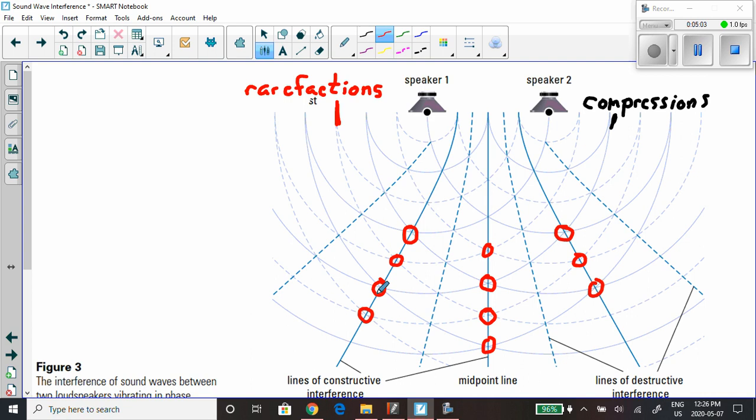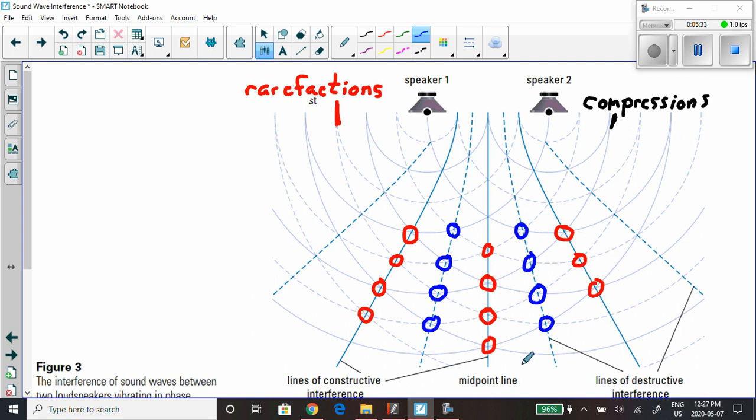So you would continually, if you were to put your ear here or here or here along these lines, it would sound loud. But if you just shift over a little bit, look what's happening here. A compression from one source is meeting a rarefaction from the other source. Destructive interference. It would not be that loud here. See how it's always solid line meeting dashed line? Destructive interference. Similarly here. Destructive interference always along here.